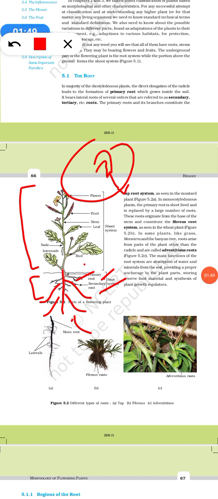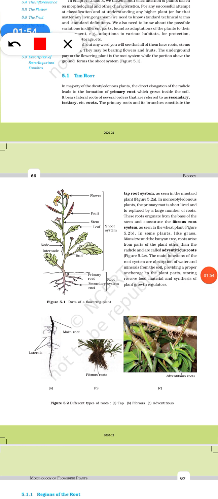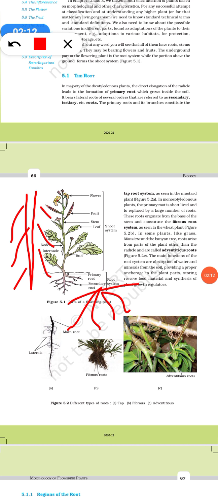Now the primary root and its branches constitute the taproot. The taproot system is tapering in nature and has its own branches. In monocotyledons, the primary root is short-lived and is then replaced by fibrous roots. So you see, this is a taproot, this is the fibrous root. In some plants like grass, monstera and banyan tree, roots arise from parts of the plant other than the radicle, and that is why they are known as adventitious roots.